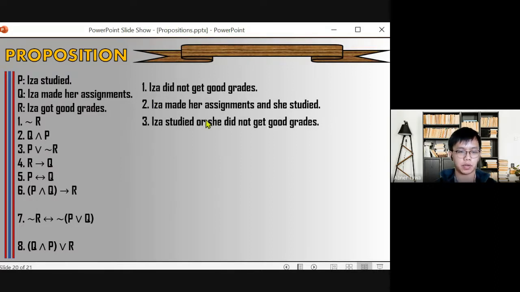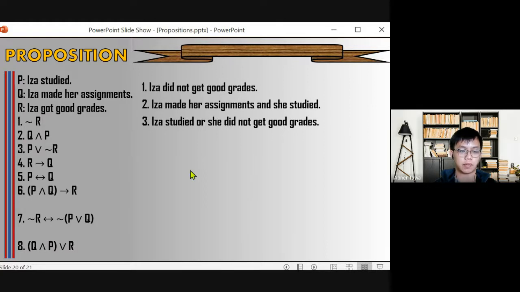So for number 3, we have here "Isa studied or..." Since we have here a disjunction, "she did not get good grades" is the negation of R. Therefore, we're going to negate the R here. So instead of saying "Isa got good grades," we have the negation of R. So that will be "she did not get good grades." Okay, so that is for number 3.